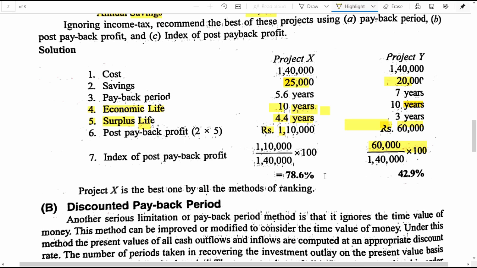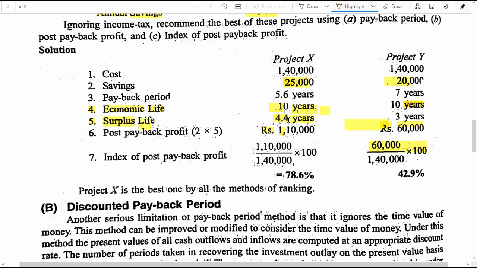Now looking at all the three details collectively, we can find that the post payback profit and the index of post payback profit of project X is much better than that of project Y. Therefore, let us conclude saying that project X is the best one by all the methods of ranking.